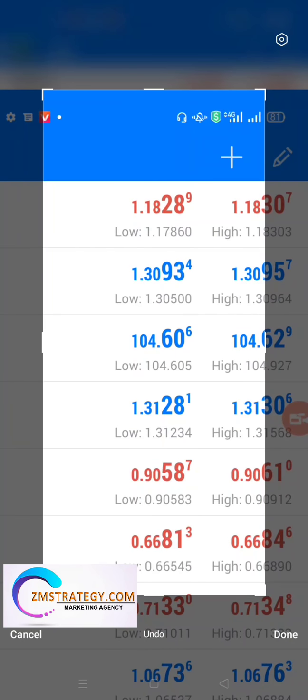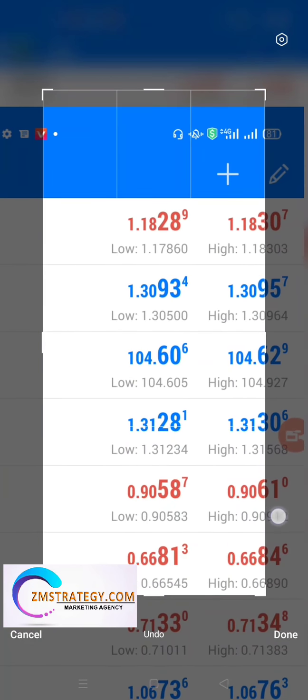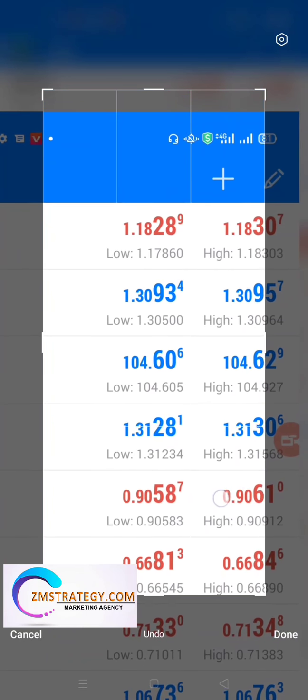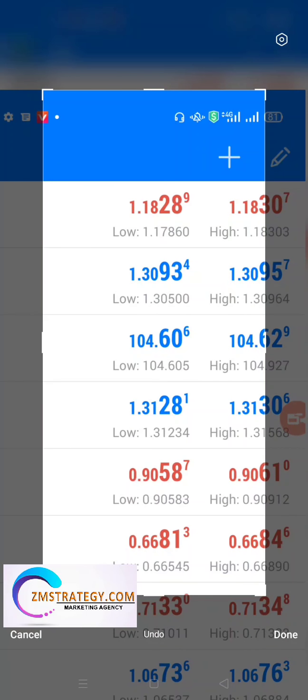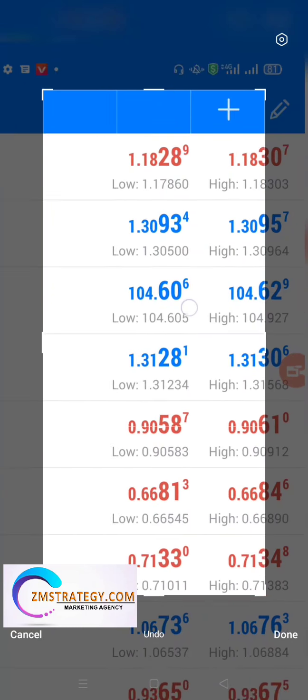12 pips, because the 28 is now displaying 40, which means we have gotten 12 pips since it moved from 1.1828 to 1.1840.